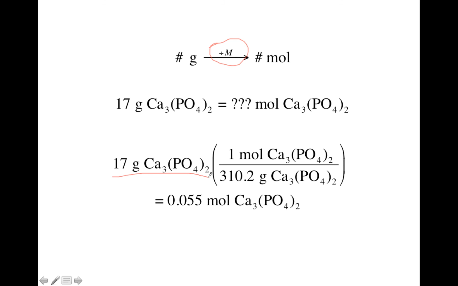It's called calcium phosphate. This time we want the grams to cancel, so we're going to put the molar mass and then grams on the bottom so that that cancels with these grams. And we'll put our 1 mole on top, and that way our final answer will come out in moles.